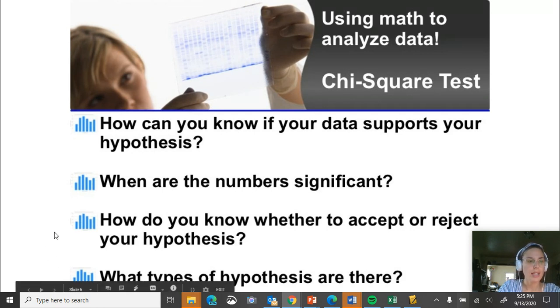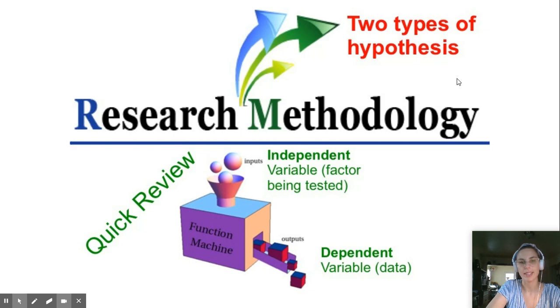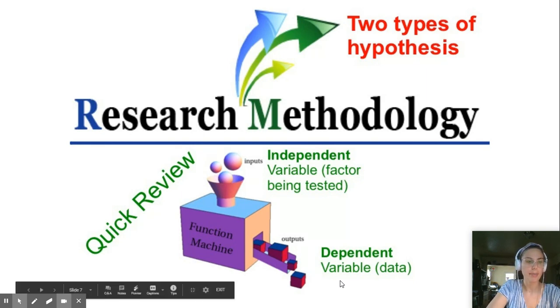Okay, so let's quickly go over IV, DV, and then we can break down the two different types of hypotheses. I want you to think of the independent variable as the input, right? It's the factor that is being tested. And then of course, our output, what is being measured, that's our dependent variable. So let's apply that to the two different types of hypotheses.